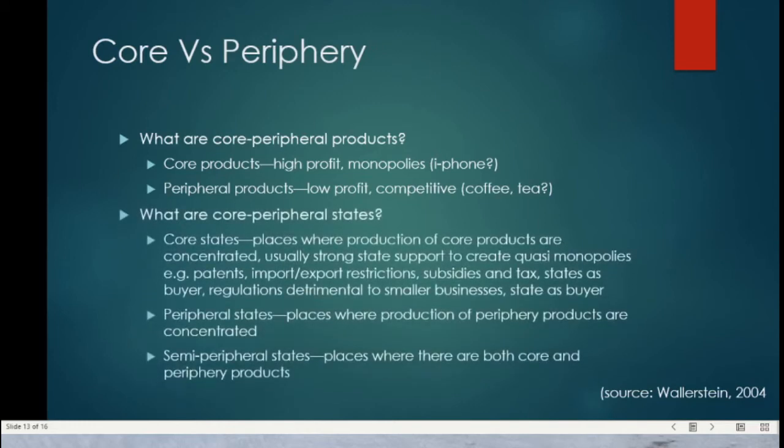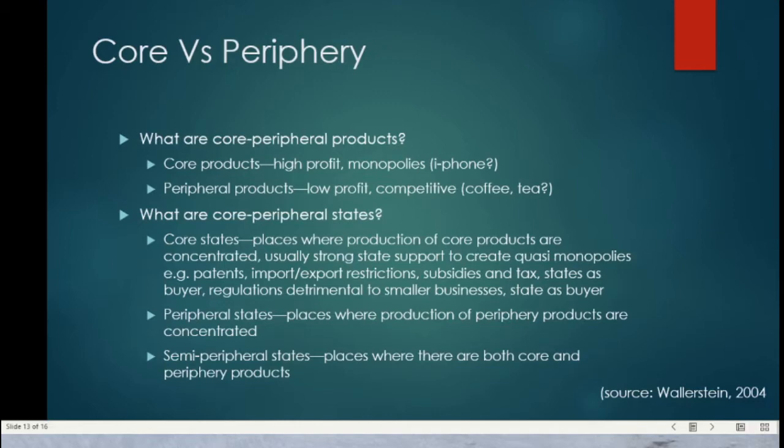So, what are core and peripheral states? The core states are places where production of core products is concentrated. Usually, strong state support is present to create quasi monopolies, for example by imposing patents, import and export restrictions, subsidies, taxes, and regulations that are detrimental to smaller businesses or foreign businesses, to support the quasi monopolies of these core products. Peripheral states are places where production of peripheral products is concentrated. And semi-peripheral states are places where there are both core and peripheral products.